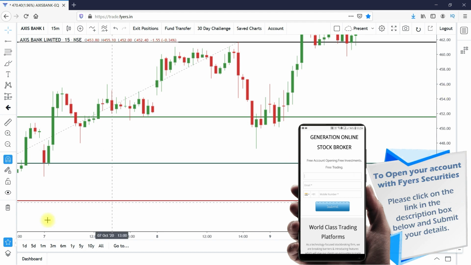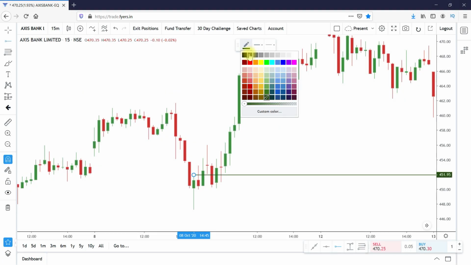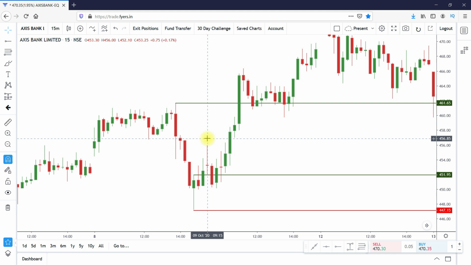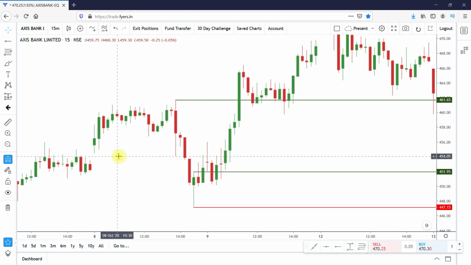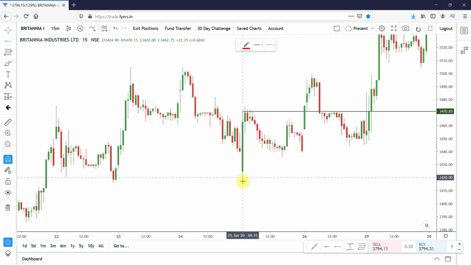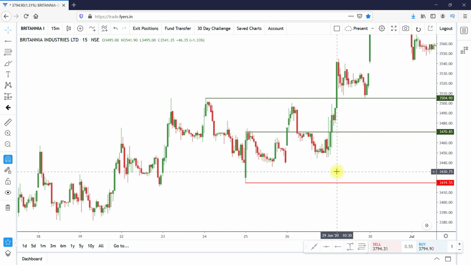Okay, here, at one important level, the reversal candle formed. Entry here and stop loss here. And here is the target. One more. A bullish Marubozu candle is formed here. We can take entry here itself and we can keep a stop loss here. Where should the target be kept? It should be kept here, right?